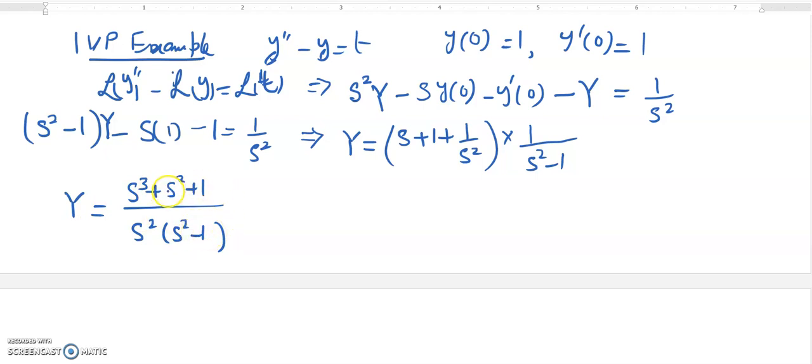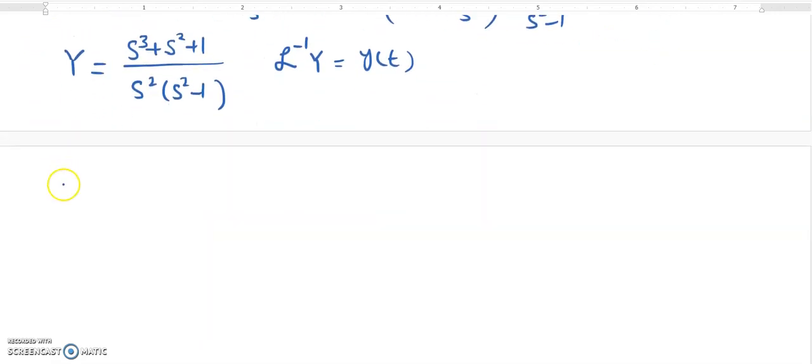If we take the inverse of that, we will get y, because we know that the Laplace inverse of Y is y of t. So we need to take the Laplace inverse of this. For that, we need to make it into some appropriate format for which we know the Laplace. In this case, what we can do is partial fractions: s cube plus s square plus 1 over s square times s square minus 1.